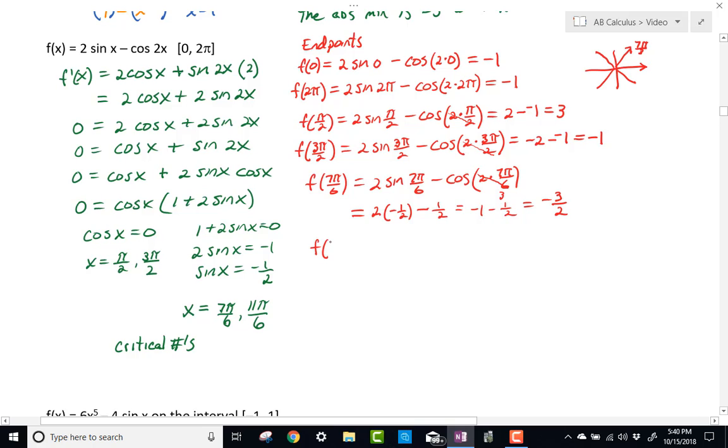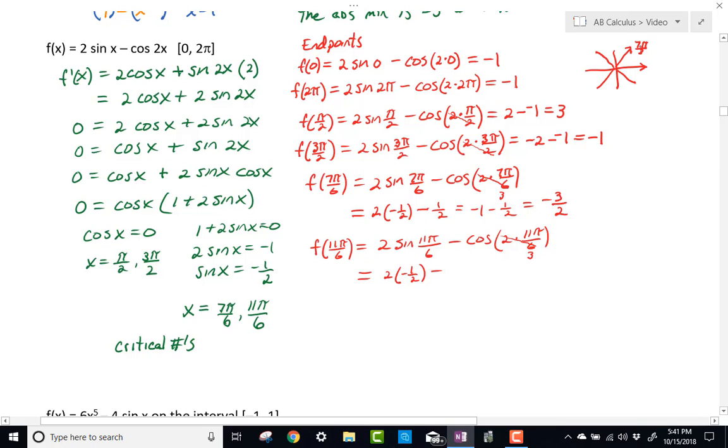All right, one more time. F of 11 pi 6. Here we go. 2 times sine of 11 pi 6 minus cosine of 2 times 11 pi 6. We're going to come down below here again for the last one. Sine of 11 pi 6 is again in the fourth quadrant. That's -1/2. So again, this is 2 times -1/2. That wasn't too bad. The 2 and the 6 are going to cancel again, so that's 11 pi thirds.